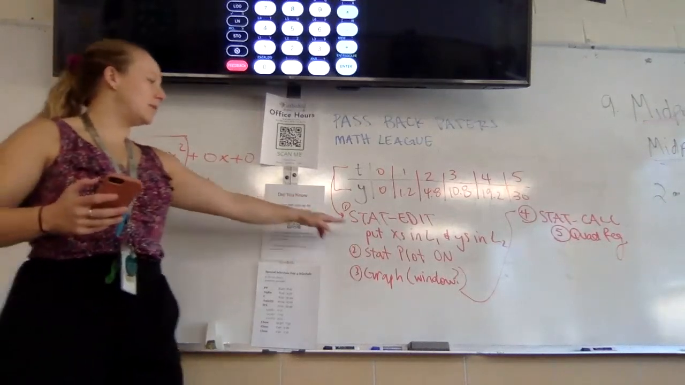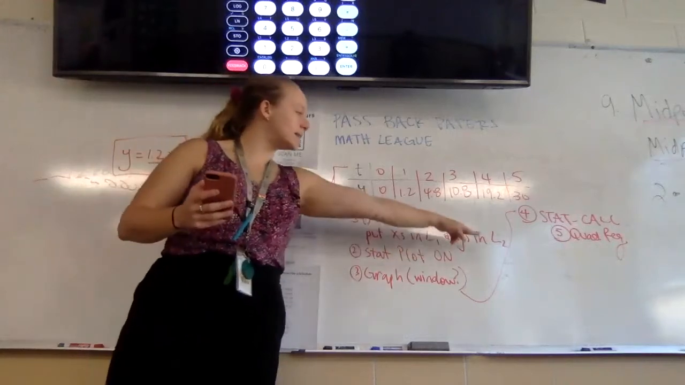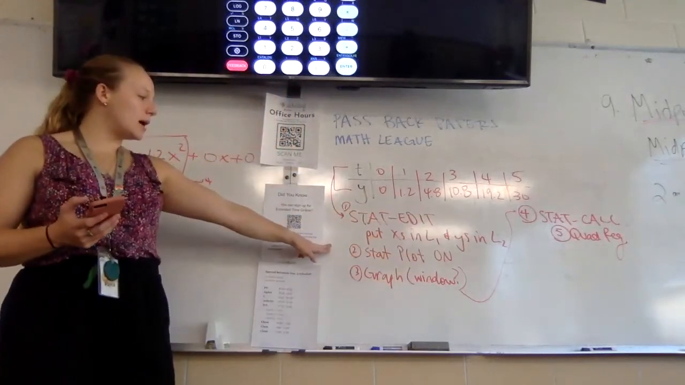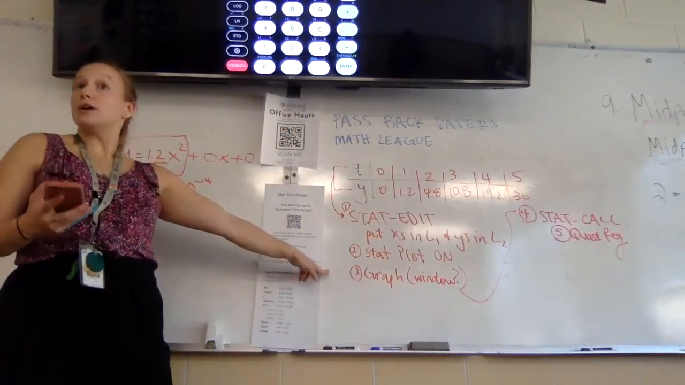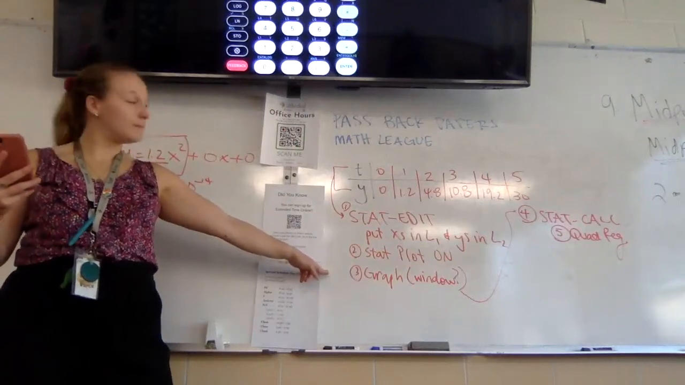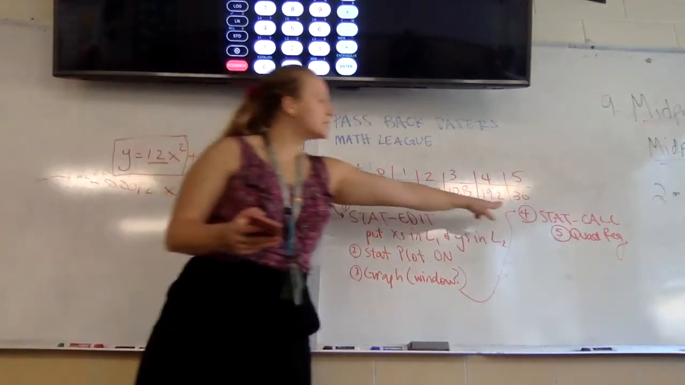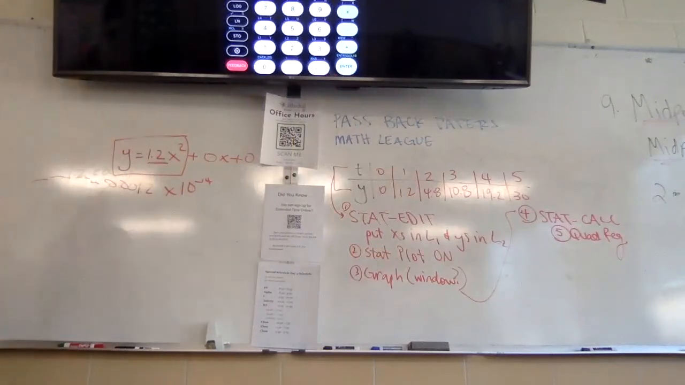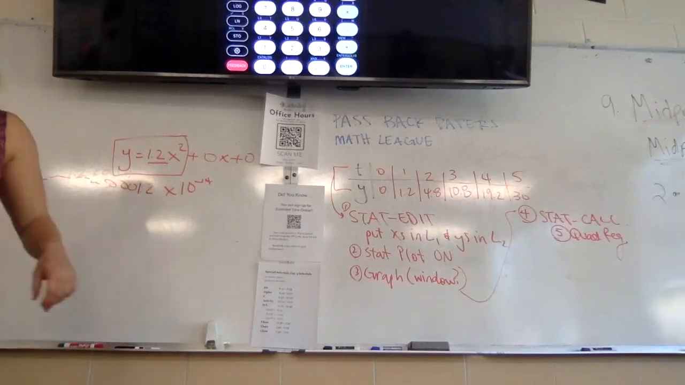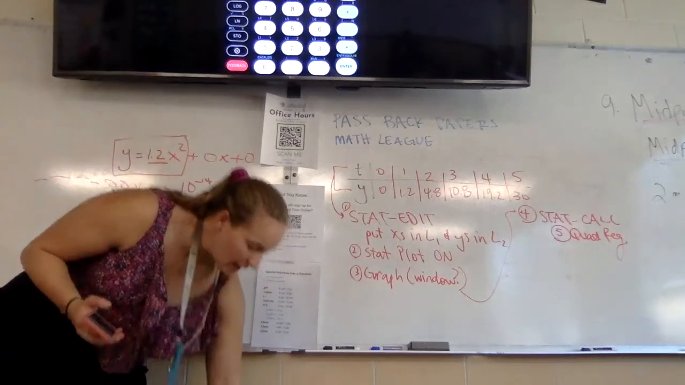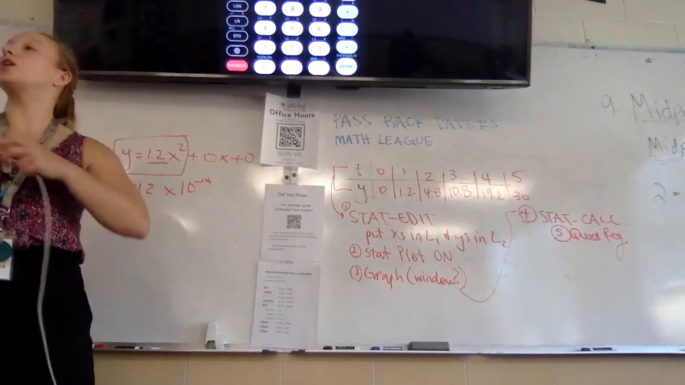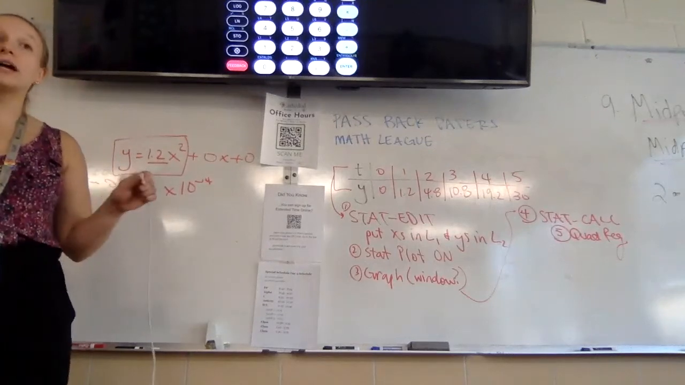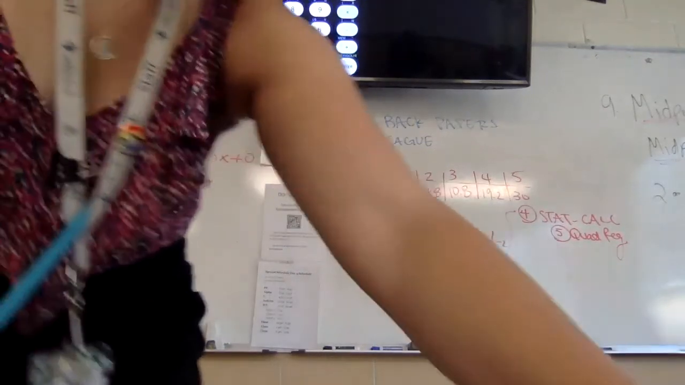So stat edit, we put the x's in L1 and y's in L2. We turned our stat plot on. We graphed, and I wrote window question mark to say maybe you need to mess with your window. And then we pressed stat calc, and we went to quad regression. Once you have that finished, I want you to go to your homework, and we're going to look at 1.1 homework.